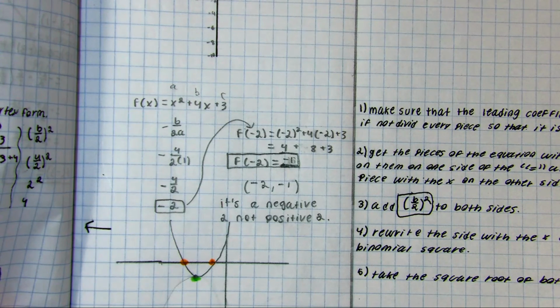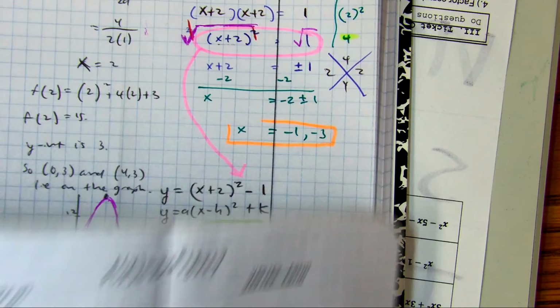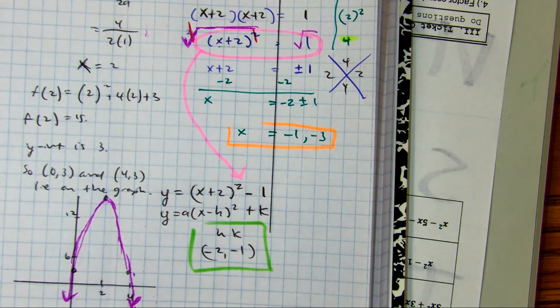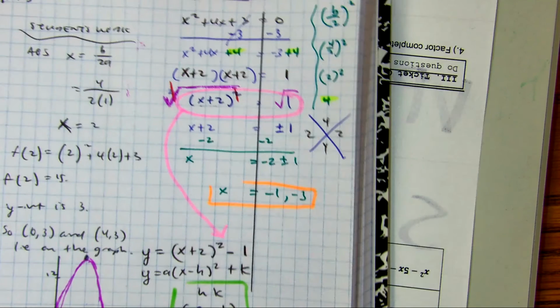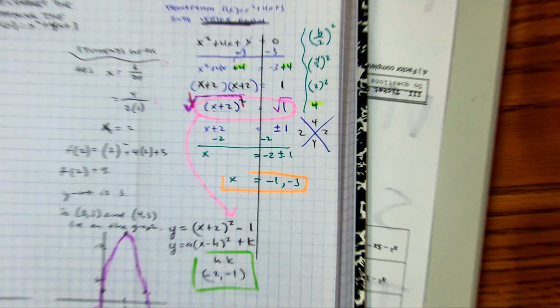So it's kind of more complicated to go from standard form to vertex form, but I just might ask you to transform it, and then you just have to use this algebraic skill called completing the square. So I wanted to show you guys how those were related.